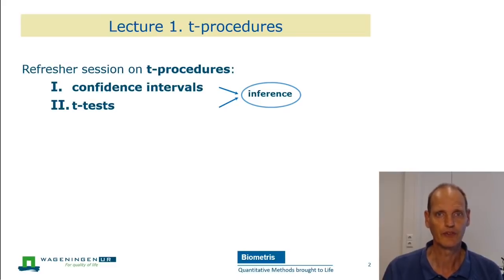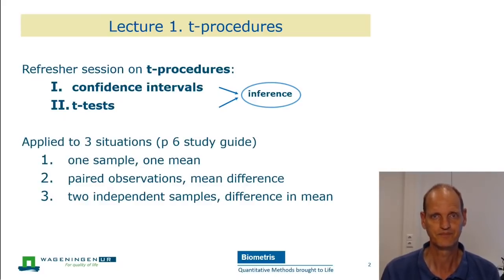Today, we will review the so-called t-procedures, that is, tests and confidence intervals in which a t-distribution is used. We will see how to apply these for the first 3 situations discussed in this course. You can find the list of all situations of the course on pages 6-7 of the study guide. The first situation is that of one sample, where we are interested in the population mean of one variable. For example, we're interested in the mean body weight of all 6-year-old children in the Netherlands.